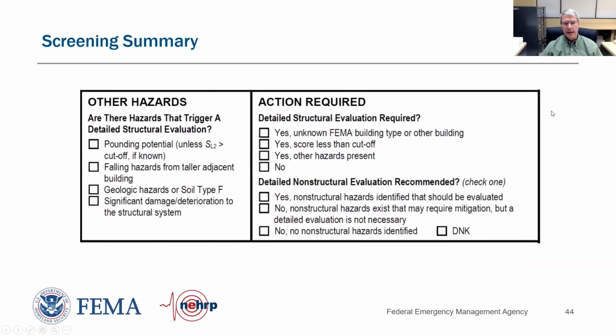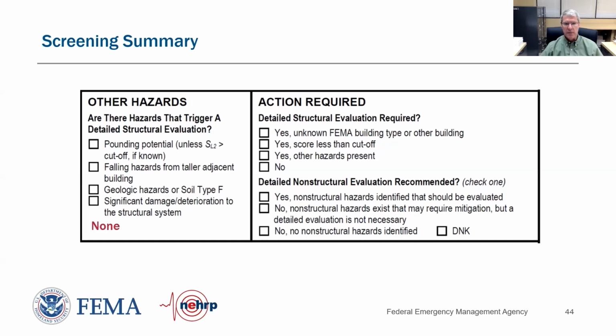If we move right on our data collection form for our screening summary, our other hazards is the center box, and that addresses whether we had any adjacency and pounding issues for our building. We identified that we had no adjacent buildings that were close. Did we have any falling hazards? We decided we didn't have any. Geologic hazards or soil type F, we used assumed D, and we had no geological hazards. We decided we didn't have any significant deterioration. The building was new, 1998, and looked in good shape as we walked around it. So our other hazards would be none.